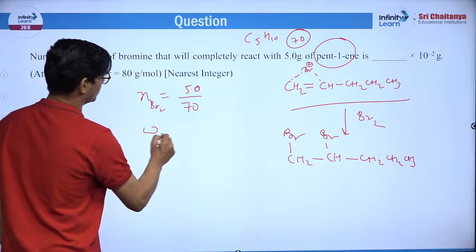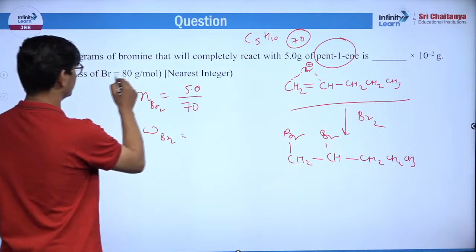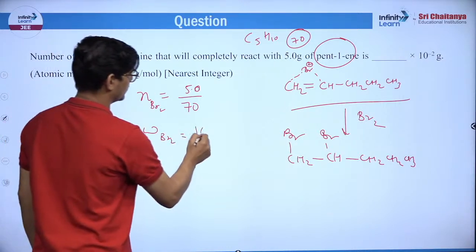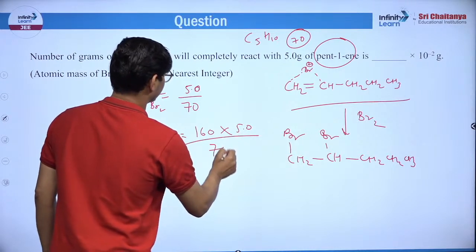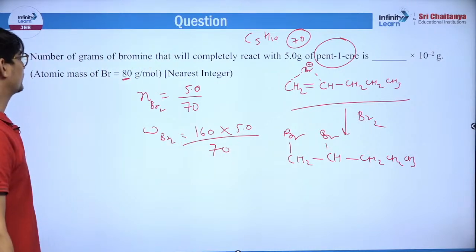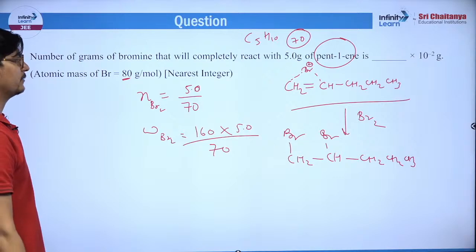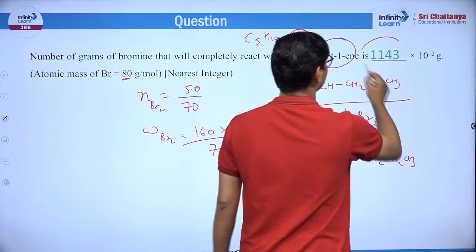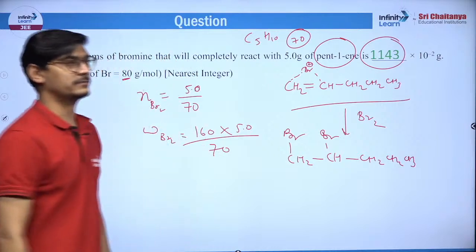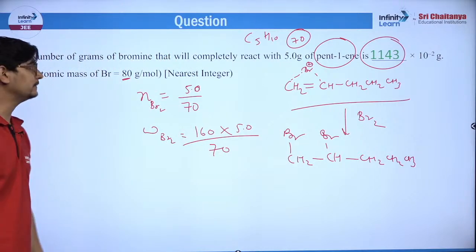So the mass of bromine that will react, Br2 is 160. So 160 multiplied by 5.0 divided by 70. So number of grams of bromine that will react with 5 gram of pentene is this one. So yes, this answer is coming out to be 11.43, that is 1143 into 10 raised to minus 2 gram. Clear, guys?